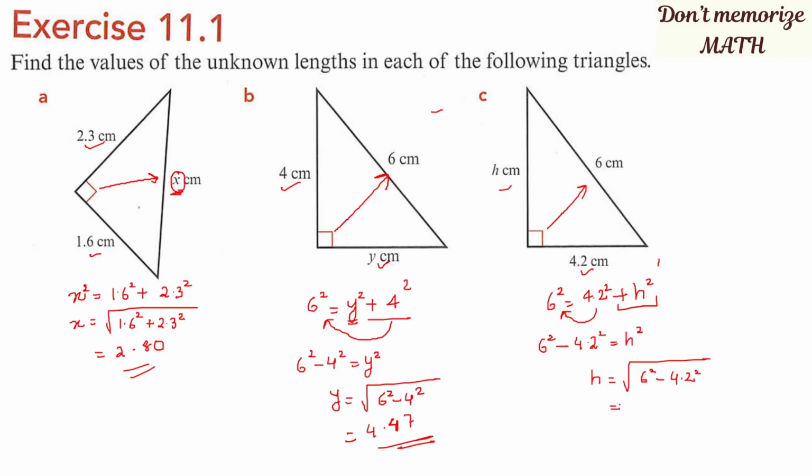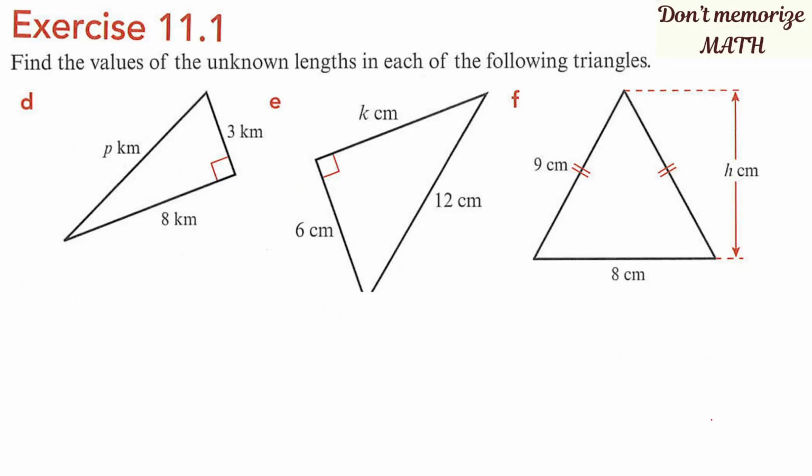So that is equal to, take the calculator, square root of 6 square minus 4.2 square. Okay, so the answer is 4.28 centimeter. Round and write it in 3 significant figures. So when you round, you will get 4.284. It is less than 5, so you can just neglect it. Okay, next question. Question D.